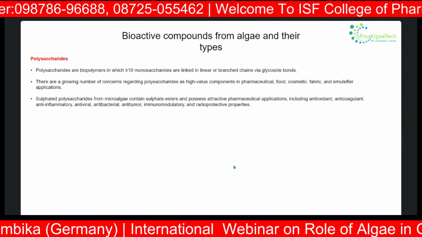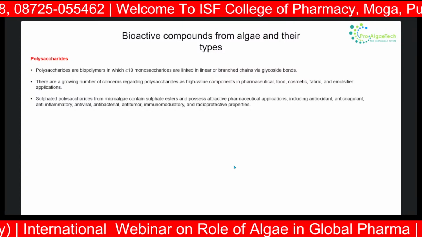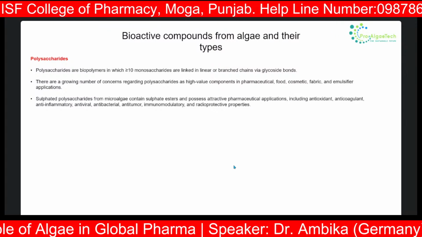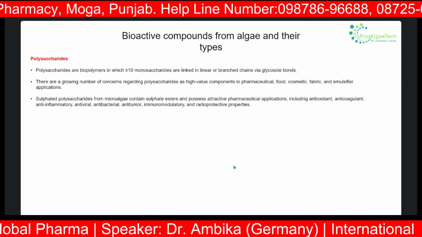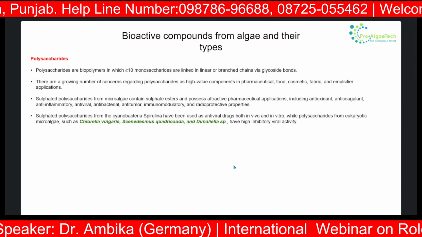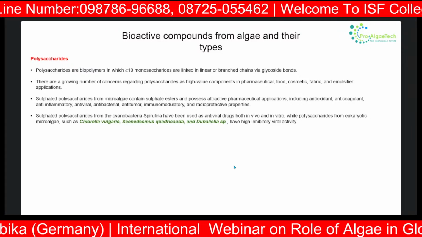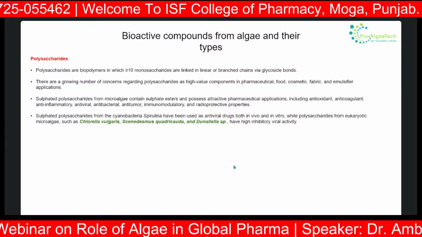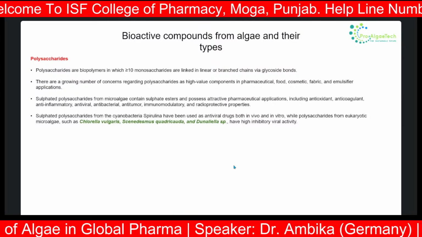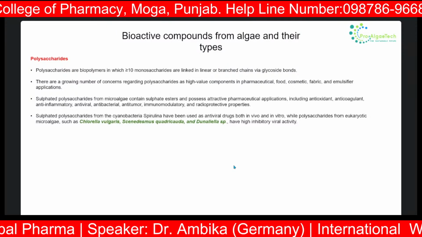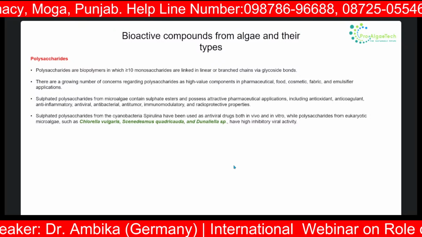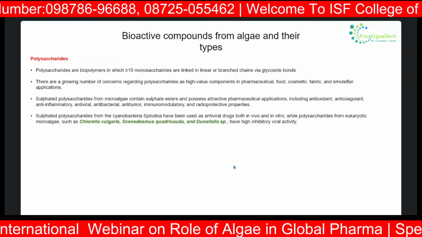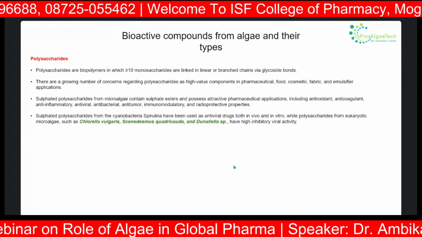Sulfated polysaccharides from microalgae contain sulfate esters and possess attractive pharmaceutical applications, including antioxidant, anticoagulant, anti-inflammatory, antiviral, antibacterial, anti-tumor, immunomodulatory, and radioprotective properties. Sulfated polysaccharides from the cyanobacterium Spirulina have been used as antiviral drugs both in vivo and in vitro. Polysaccharides from eukaryotic microalgae such as Chlorella vulgaris, Scenedesmus, and Dunaliella species have high inhibitory viral activities. Research is still going on with these species for anti-COVID viral drugs, but results have not yet been announced. But research is happening on these species.